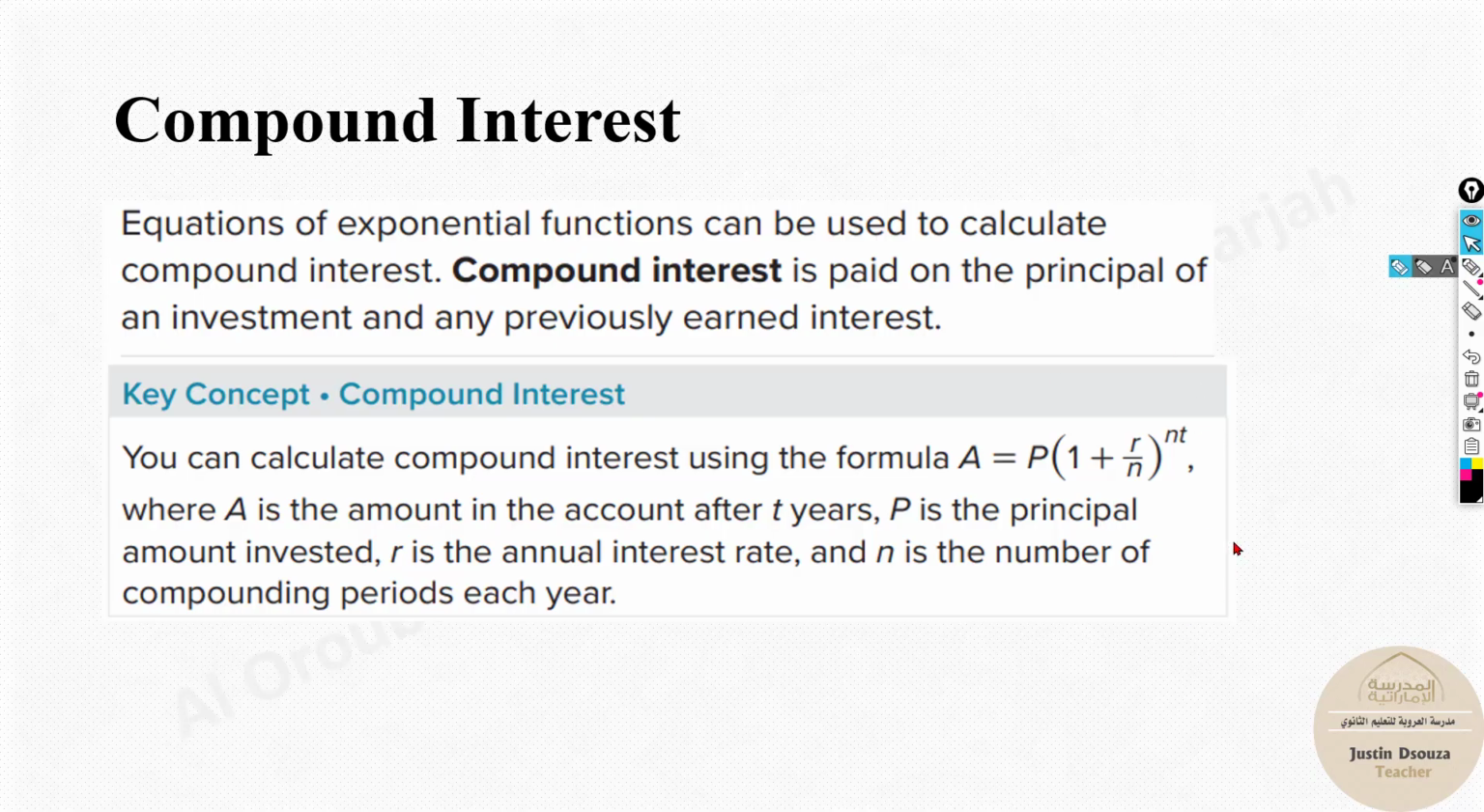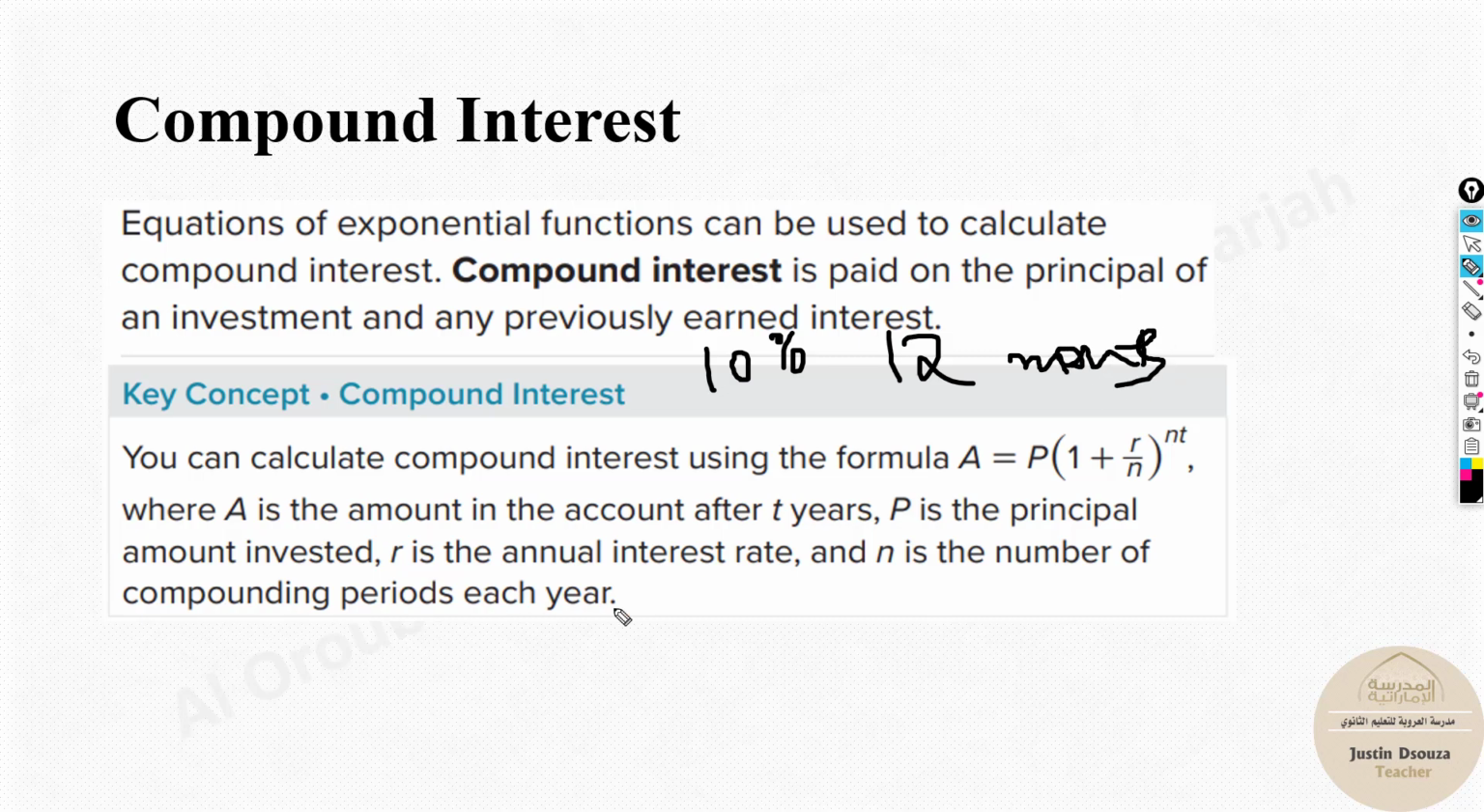Now this is the formula over here. This n is the number of compounding periods each year. So imagine the interest is compounded every month. We always deal with years, okay? This r is the rate of interest annually. So if a rate of interest of 10% is given, it is annual, for 1 year, for 12 months.